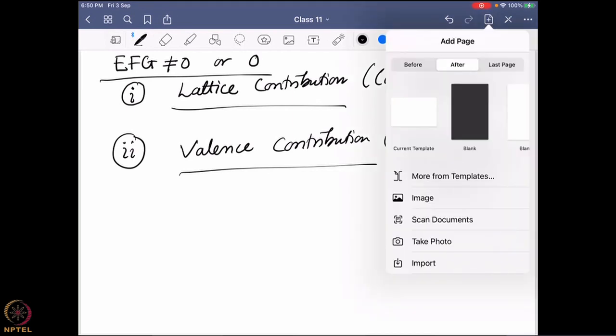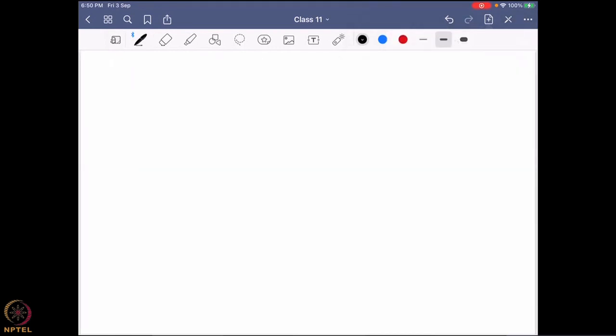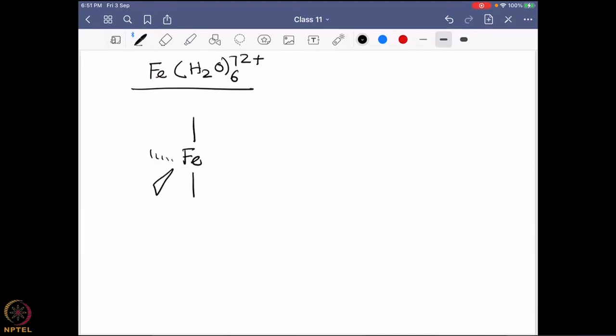So let's look into an example. The example I am taking is the following: iron with 6 water molecules. Iron is in +2 oxidation state. So I'm taking this iron. It has 6 coordination, and all of them are water molecules.